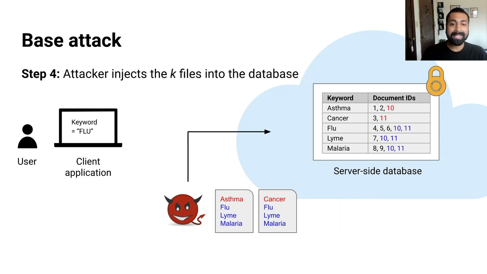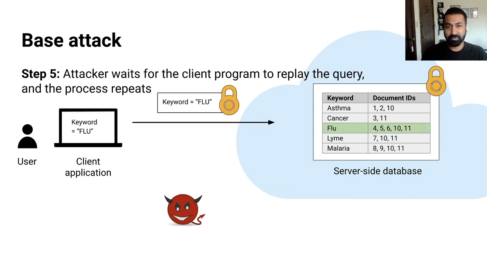Step 4, the attacker injects these files into the database at the server, and the server updates the database with these files. For example, if this is an email application, then each file is simply an email sent to the victim user. Step 5, the attacker waits for the client program to replay the query, which it does after a time because it hasn't received a response. The attacker then repeats these 5 steps in a sequence of rounds.